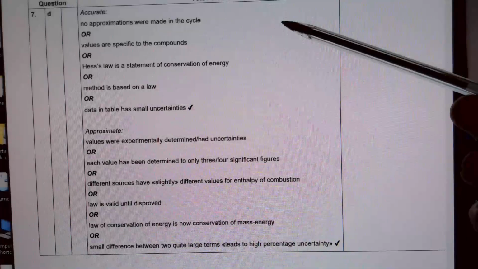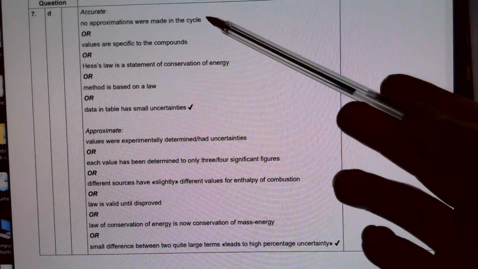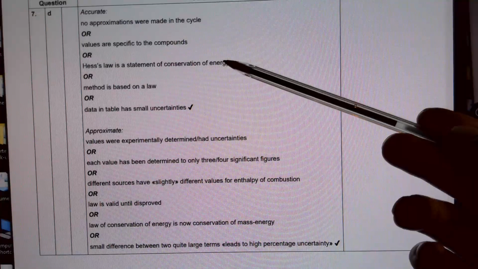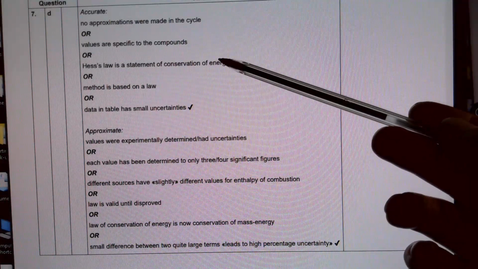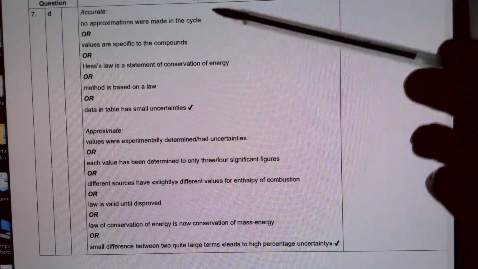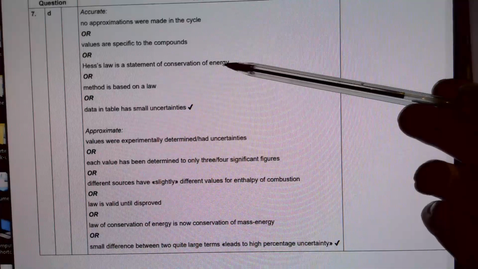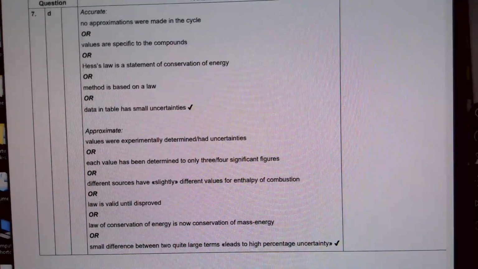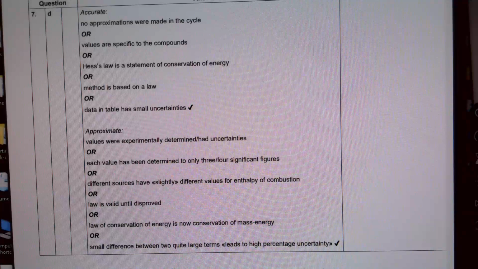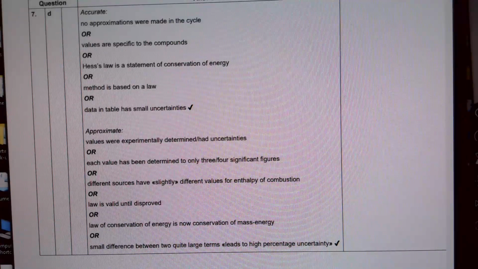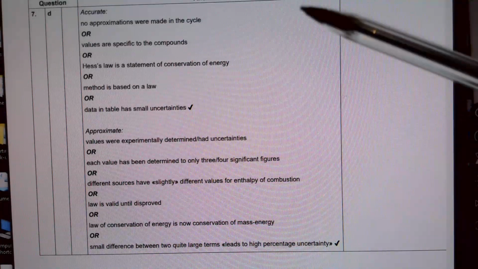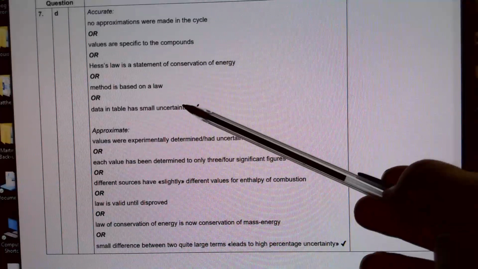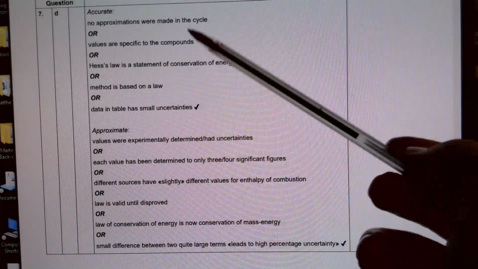We've got no approximations made in the cycle, values are specific to the compounds. Some of you just talked about Hess's law or what Hess's law was. I didn't quite think it was enough to say that. Small uncertainties associated with those. I thought this was really difficult to get that first mark. There's something about the values being specific to the compounds, or having small uncertainties. I quite like those.